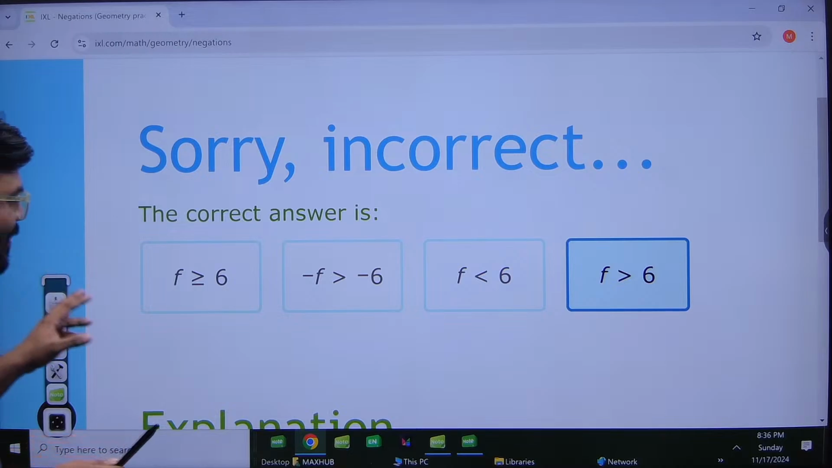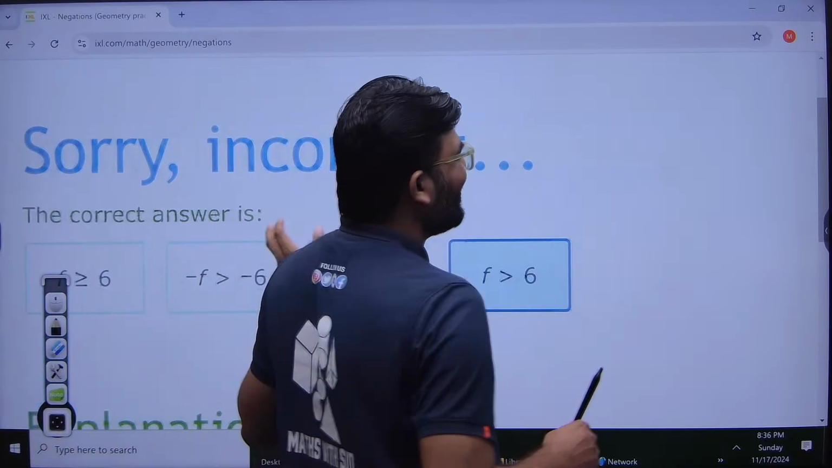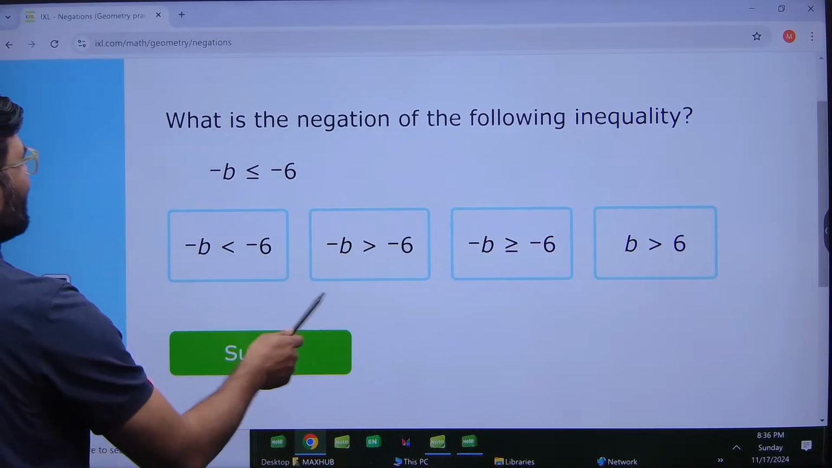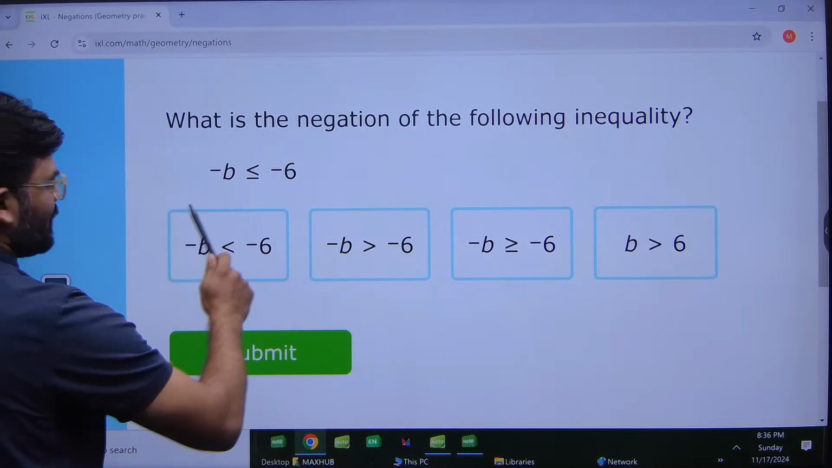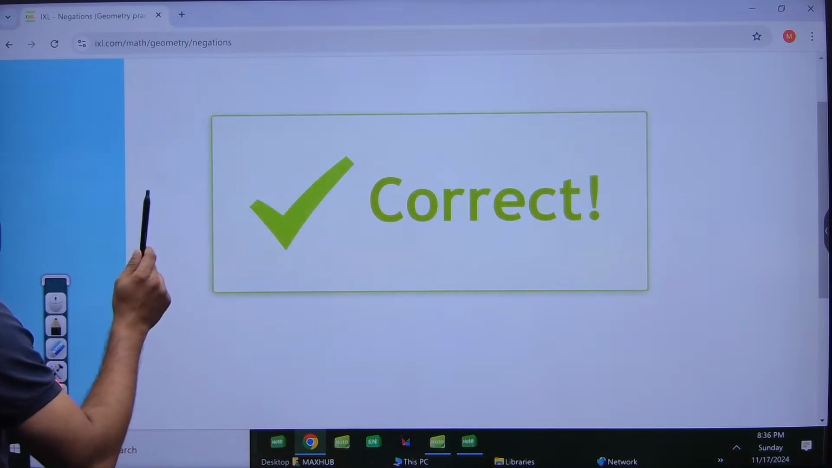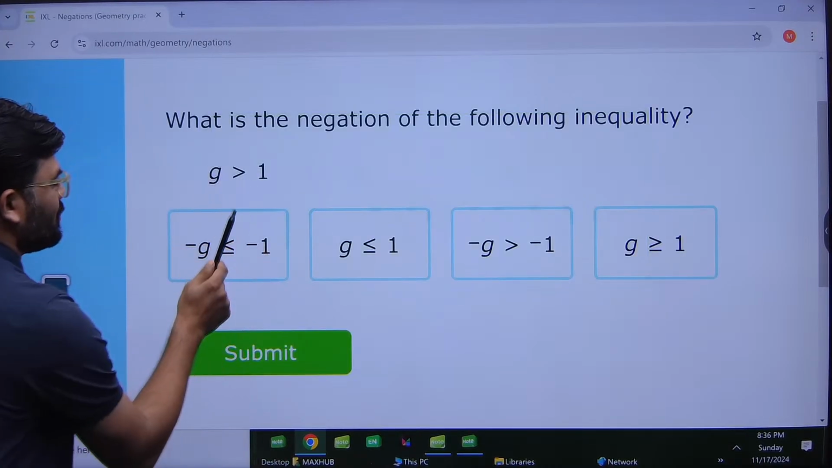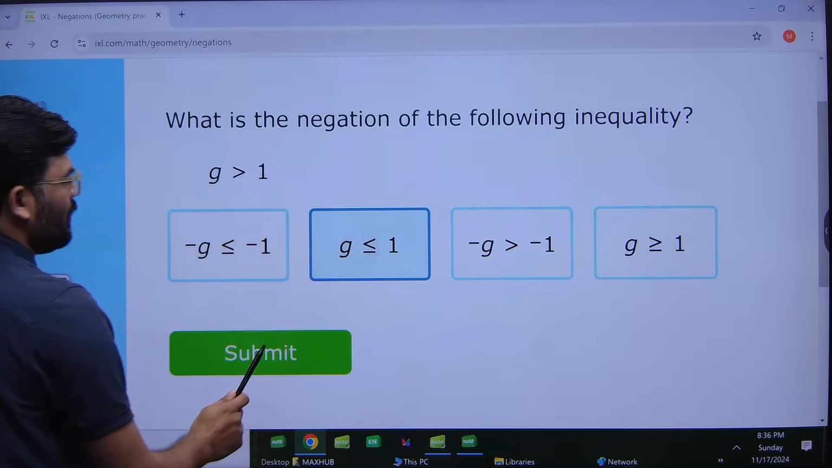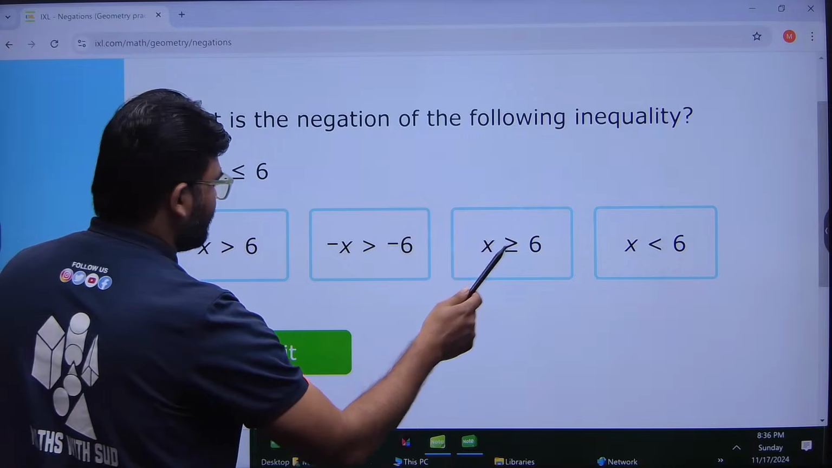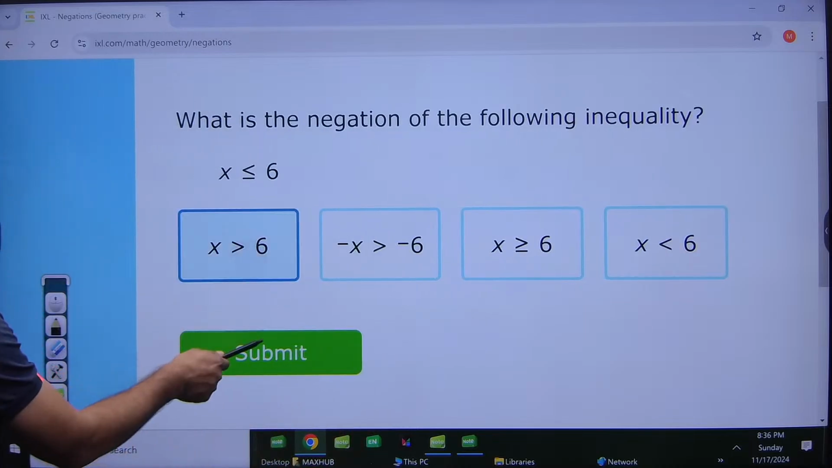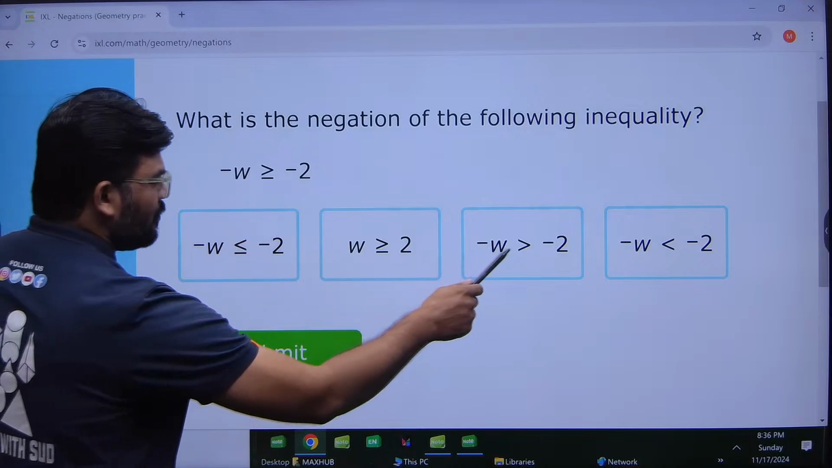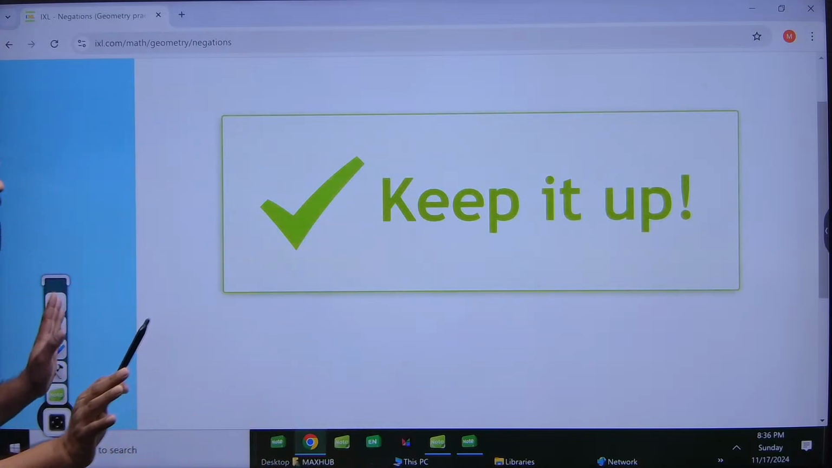Oh, it's my bad. I was going to say, but then you clicked. So I will just cover it up. So this could be minus B is greater than 6. G is less than or equal to 1. X is greater than 6. The first option. So this will be minus W is less than minus 2. So I have covered up all the 4 questions.